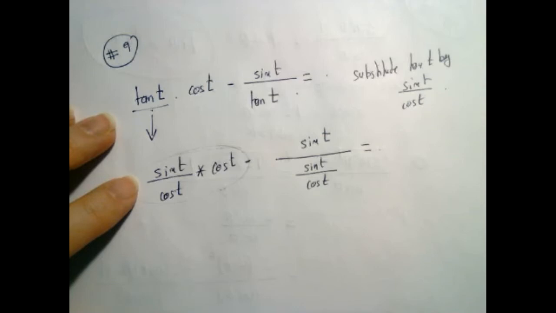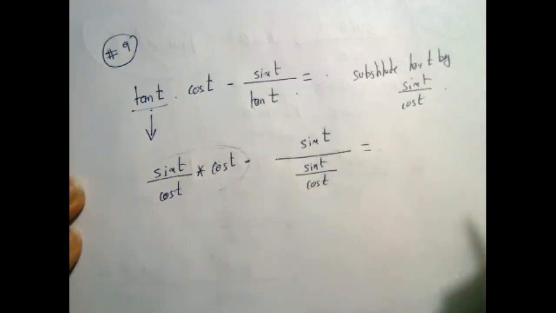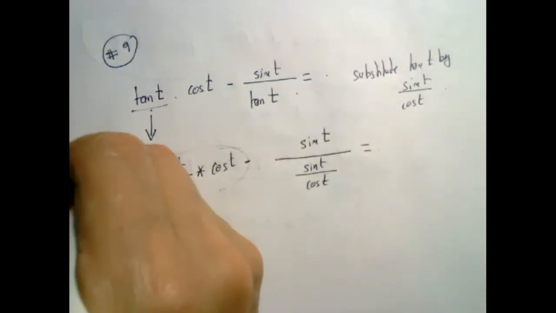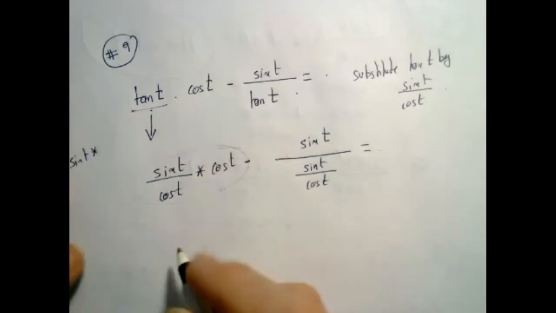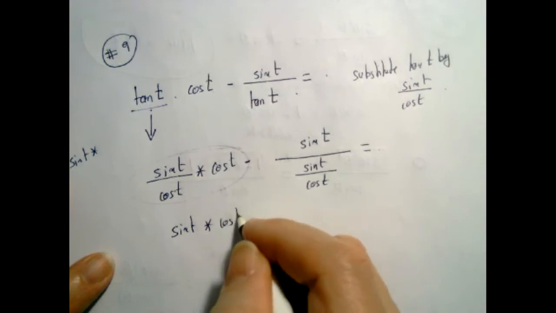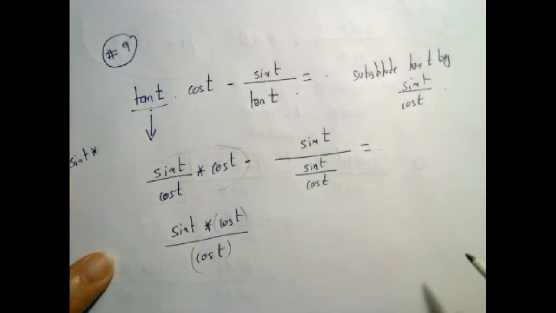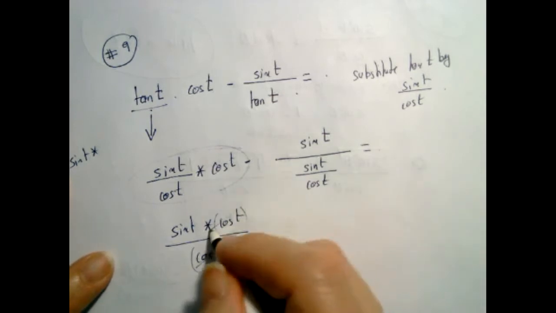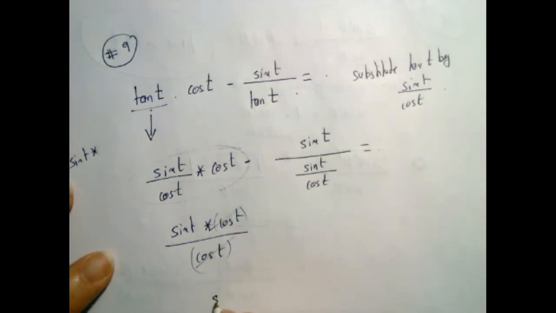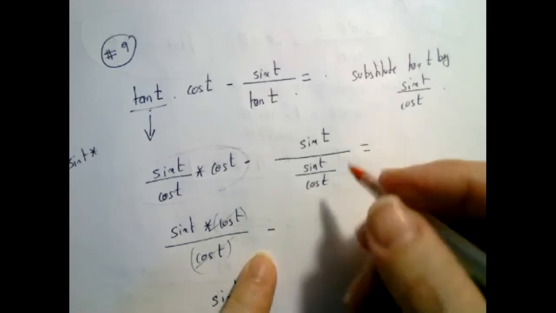You can just get rid of the cosine. Absolutely, I can get rid of the cosine because this is basic algebra. That's sine of t times cosine of t over the cosine of t. So that's a common factor of the numerator and denominator, so this could be simplified. This really gives me the sine of t only.